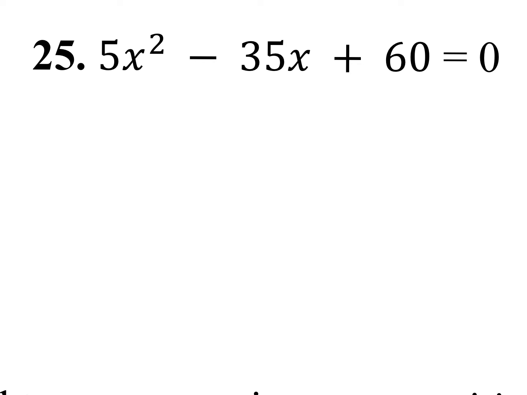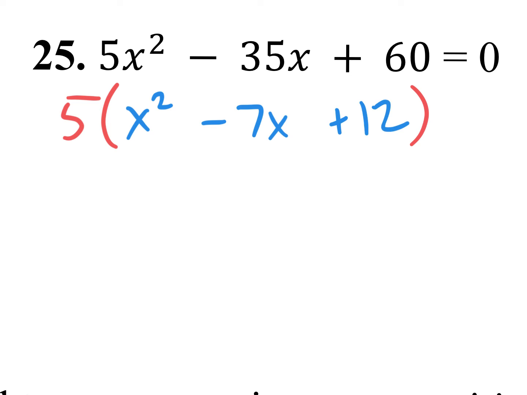I could pull out the GCF of 5, right? So if I wanted to, I could pull out the GCF of 5. What would I have left on the inside? X squared minus 7 of those x's. What's the third term? Plus 12. There you go. And this is still equal to 0. But now on the inside, you have in blue a quadratic trinomial where your a value is now 1.